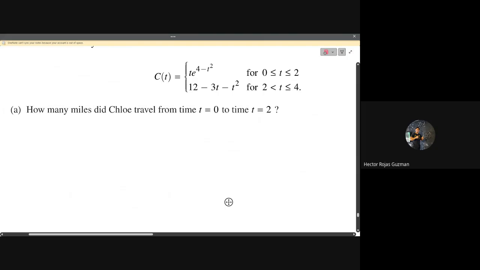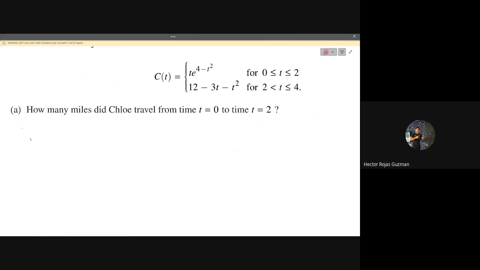To calculate how many miles Chloe traveled, we have to figure out the net change. So we're going to be doing the integral from 0 to 2 of c of t dt. We have to be really careful because we do have a piecewise function. That doesn't mean you're going to be integrating both functions. We're only going to be integrating the function that is defined on the interval from 0 to 2, which makes it this function.